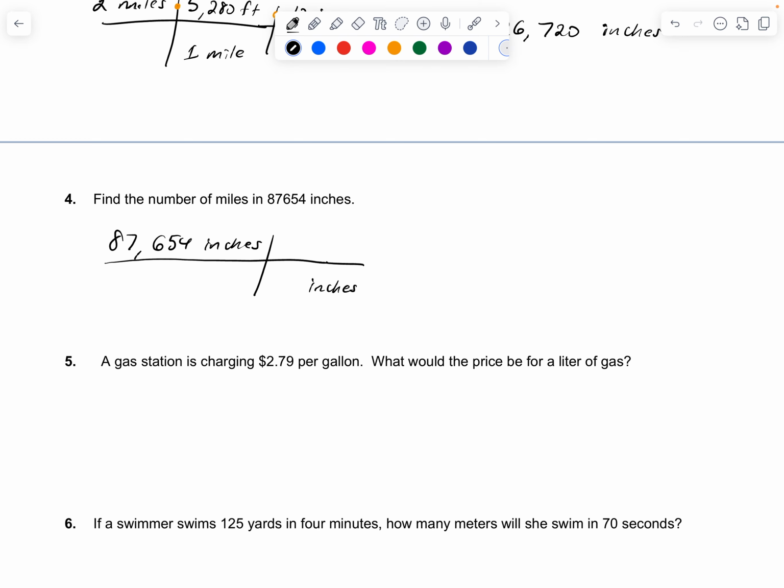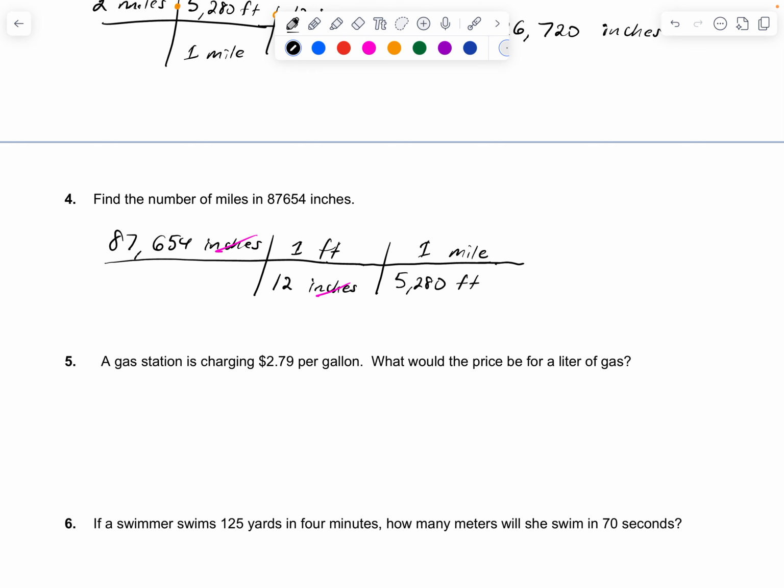And this is the first one that's different because when I do this, I actually have 12 inches in 1 foot. So you'll notice I'm still putting inches in the bottom for this one because I'm trying to get rid of those units. But now I don't have a 1 in the denominator. I actually have a number that's not 1 in the denominator. So I'll show you what that's going to do. And then I'm trying to get rid of feet, but there are 5,280 feet in 1 mile.